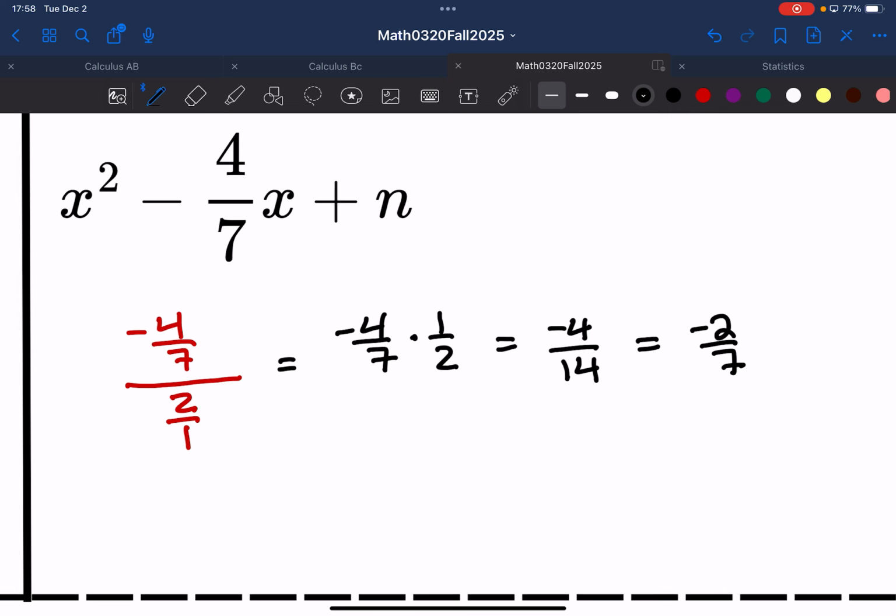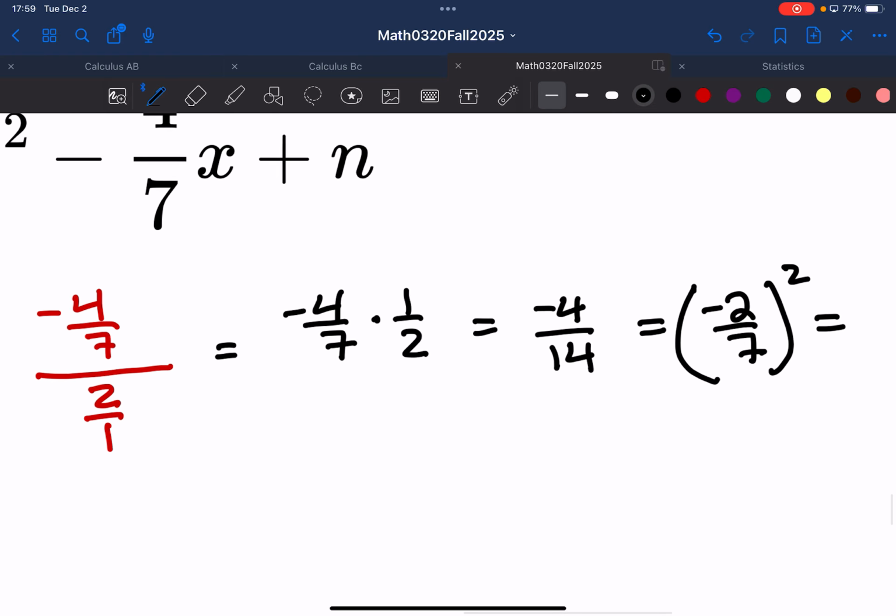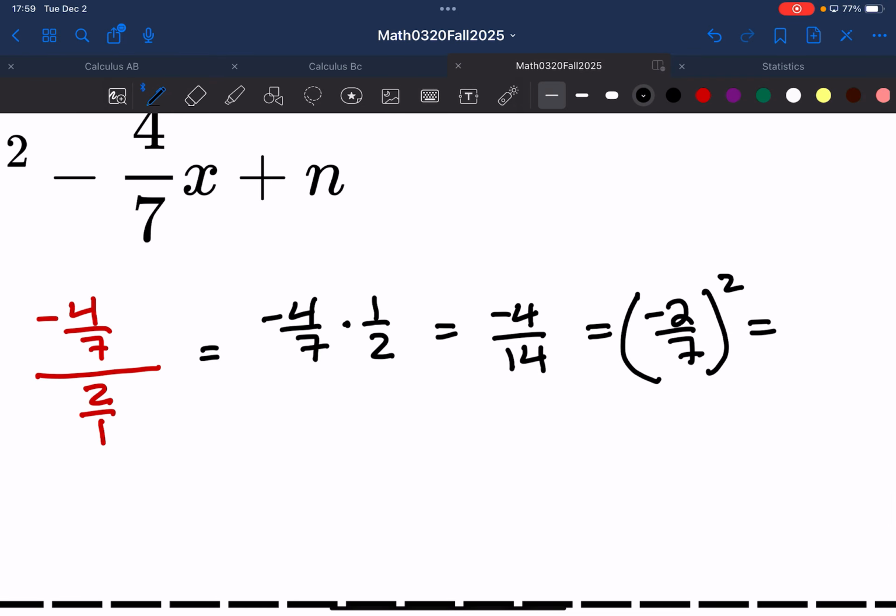So that was just the first part, dividing by 2. We had to do some extra steps because it was a fraction. And then we still have to do what? Square it. Okay, and when we square it, we get... Is it going to be negative? Positive, right? Because a negative times a negative is positive, so it's 4 over 49. That is our n value. Okay, this right here is n.